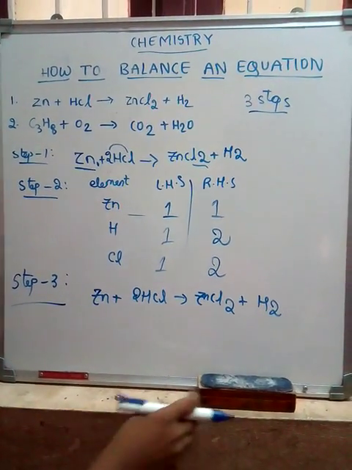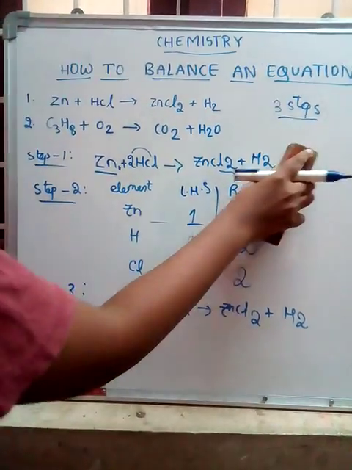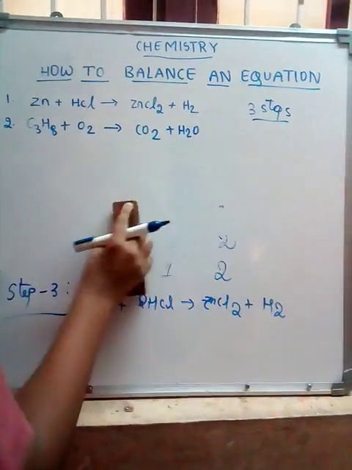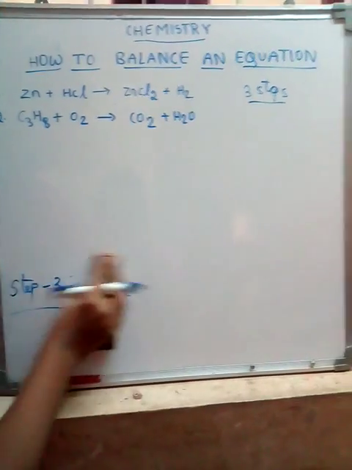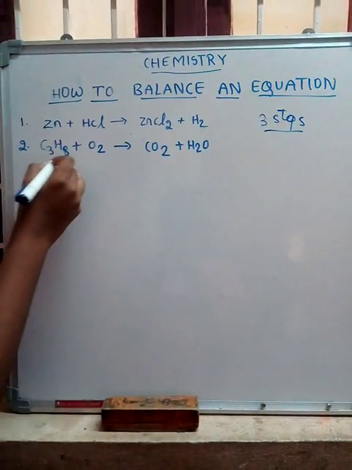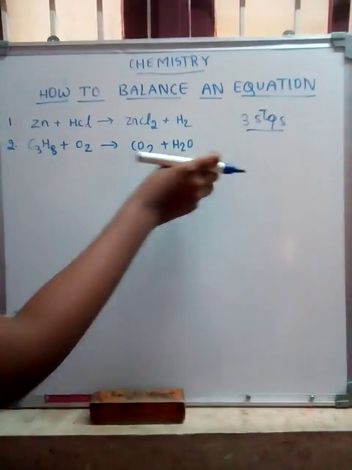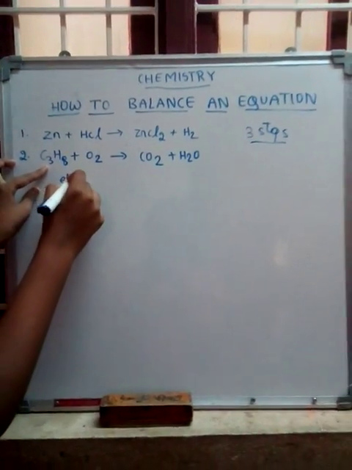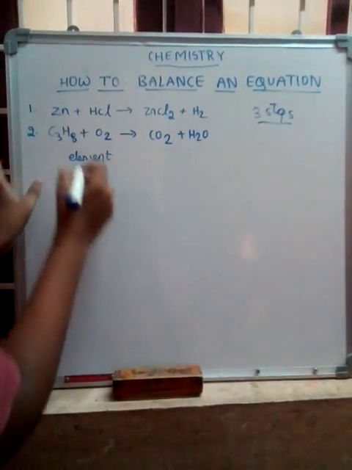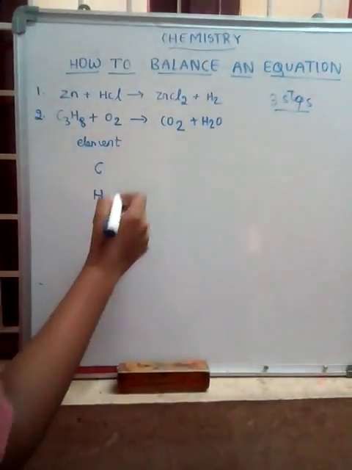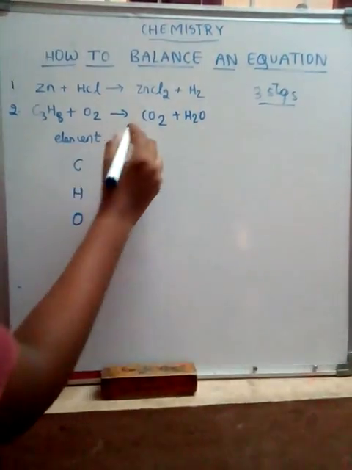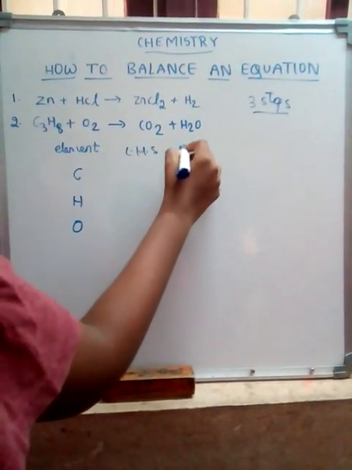Now the second one. First write the unbalanced equation: C3H8 plus O2 gives CO2 plus H2O. Next write the elements: carbon, hydrogen, oxygen on the LHS, and the same on the RHS.